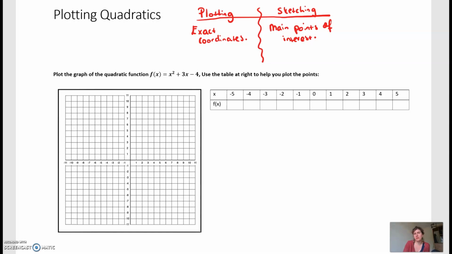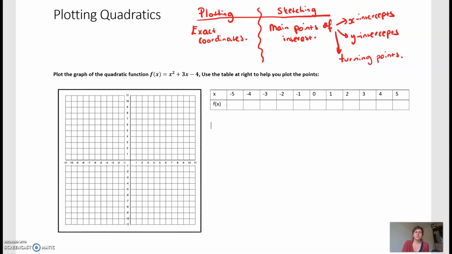So when we're talking about main points of interest, we're talking about things like x-intercepts, y-intercepts. With quadratics, we're looking at something very specific called a turning point. Those are some of the things that you might be looking for. There are more things than that, but for the moment they're really the only ones you have to worry about.